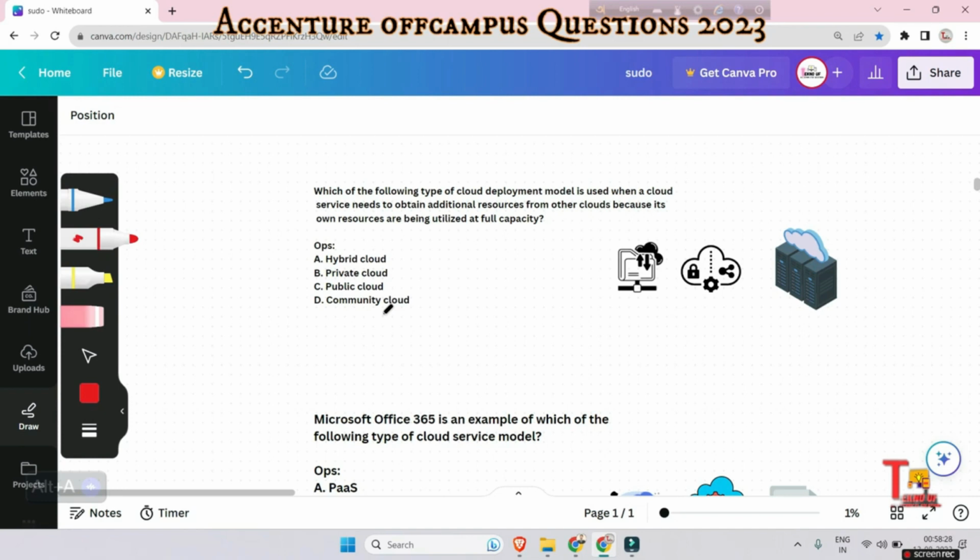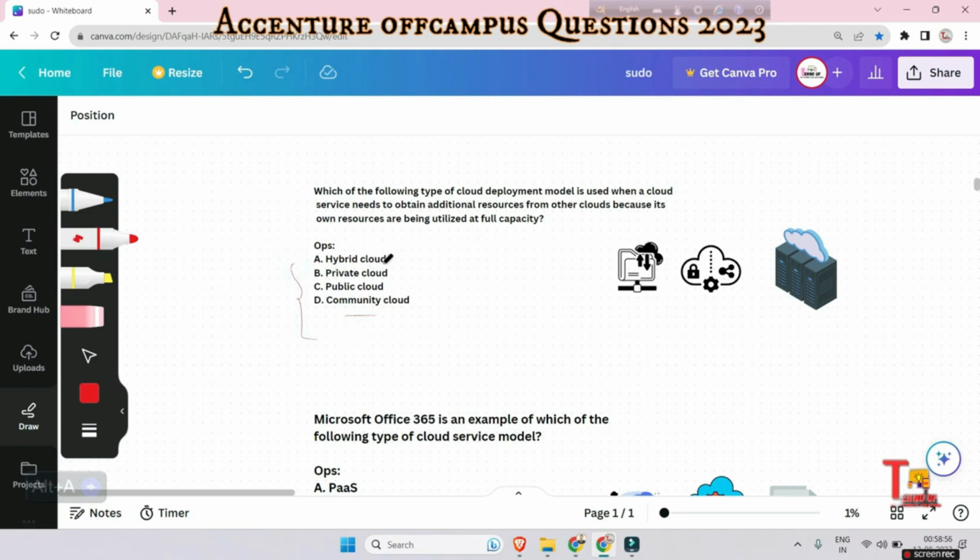Which of the following types of cloud deployment model is used when a cloud service needs to obtain additional resources from other clouds because its own resources are being utilized at full capacity? So hybrid cloud, private cloud, public cloud, community cloud. What will be the answer? Okay, let me tell you what the functions of them are.